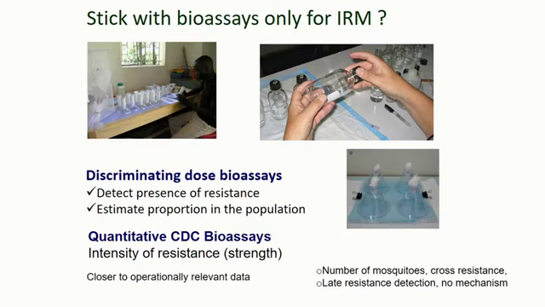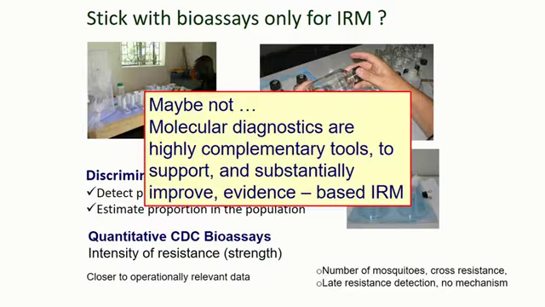It is true that both discriminating dose bioassays and quantitative CDC bioassays are very close to operationally relevant data, and they give very useful information regarding resistance. But on the other hand, there are many disadvantages because bioassays require a great number of mosquitoes. They cannot detect cross-resistance. The sensitivity is quite low because resistance is detected only at the late stage. And of course, the mechanism of resistance cannot be known based solely on bioassay data.